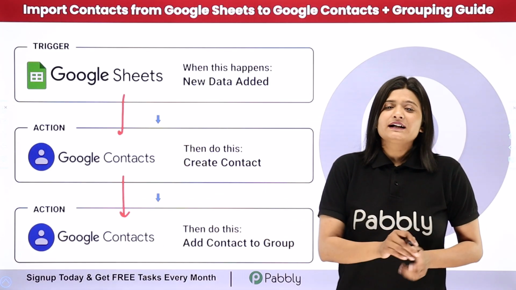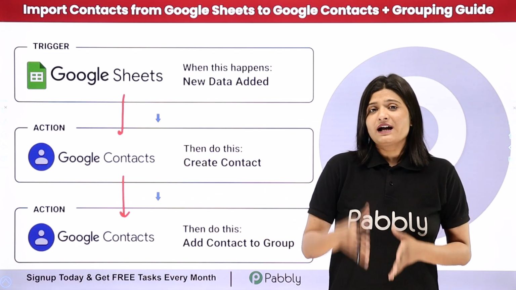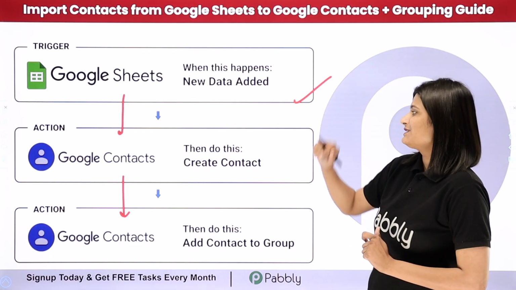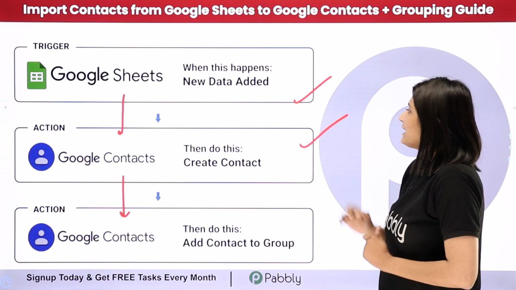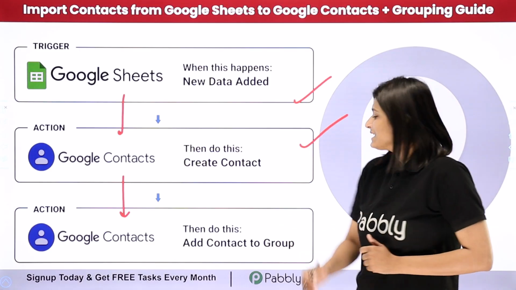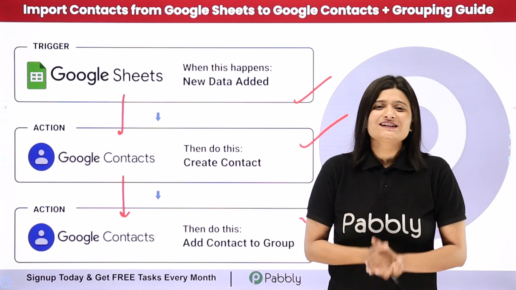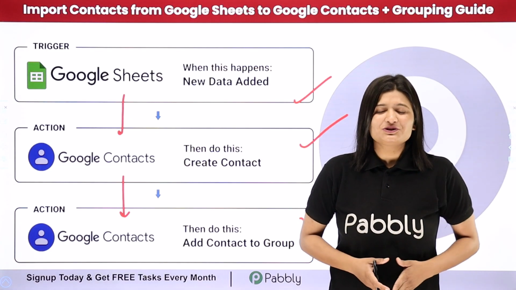With the help of Pabbly Connect, I am going to build this connection in such a manner that whenever I am going to receive or add a new data in my Google Sheets spreadsheet, the contact will be automatically created in my Google Contacts and it will be added automatically to a group. Now, if you want to learn a step-by-step process, then let me take you all to my screen.